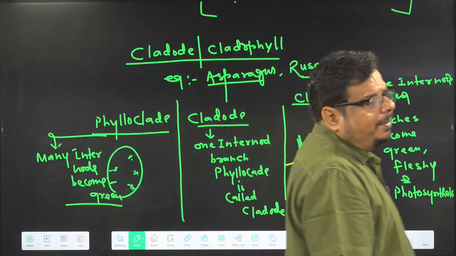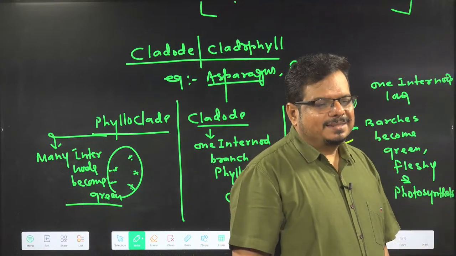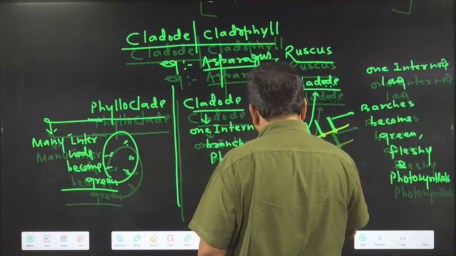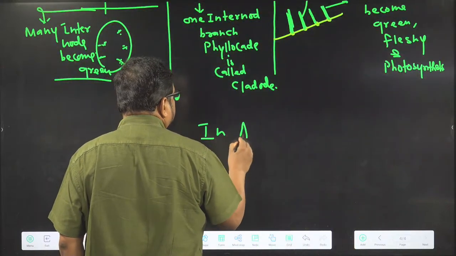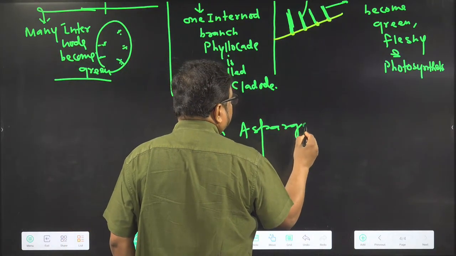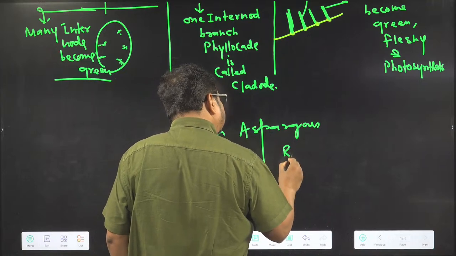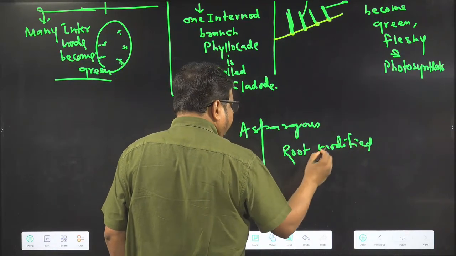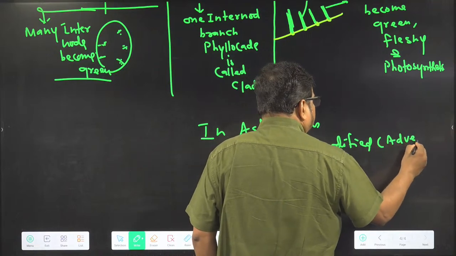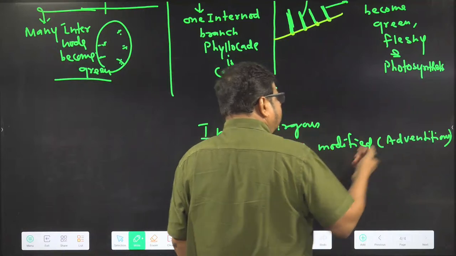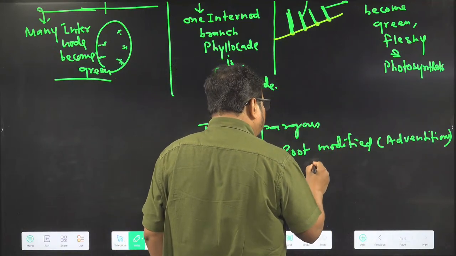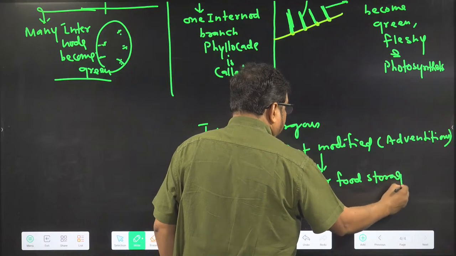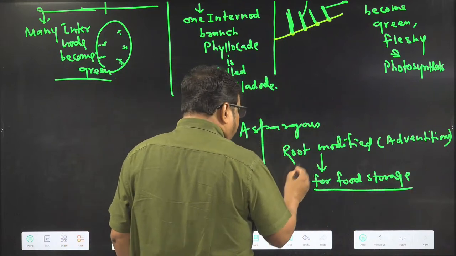In asparagus, root modification is also there. In asparagus, stem modification is also there. You write it. In asparagus, root is modified. Which root? Adventitious root. Fibrous root is a kind of which one? Adventitious root. Adventitious root modified for food storage.